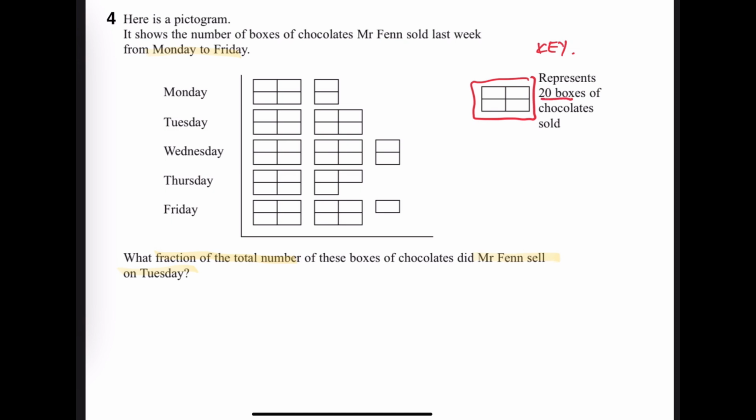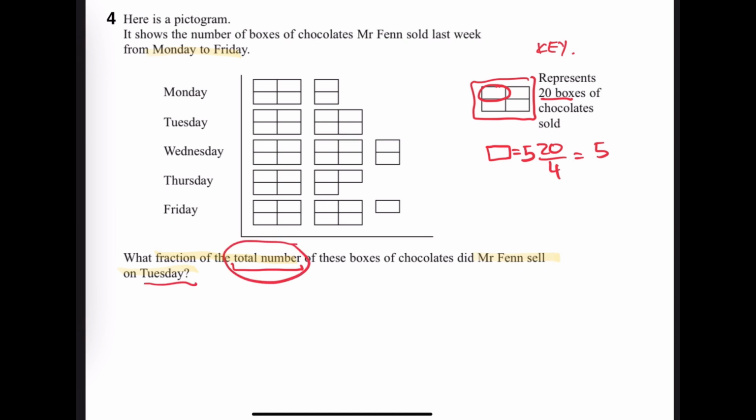First thing we are going to do is see how much one of these boxes is, just one of them. So we know that these 4 small boxes equal 20. So if you do 20 divided by 4, it will equal 5. So one box is the same as 5. This will just make it easier for us to really know what the pictogram is saying. So we want to see the fraction of the total number over Tuesday.